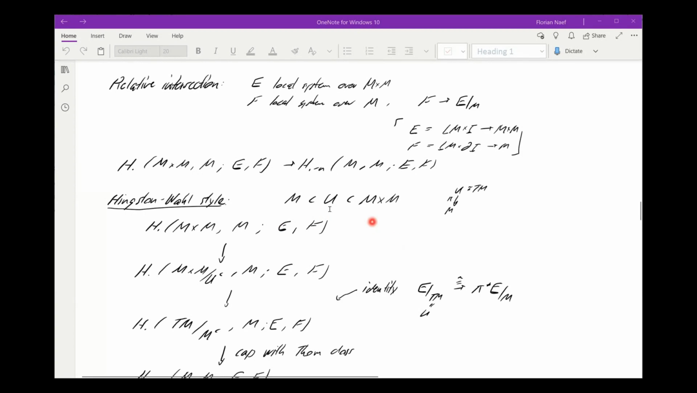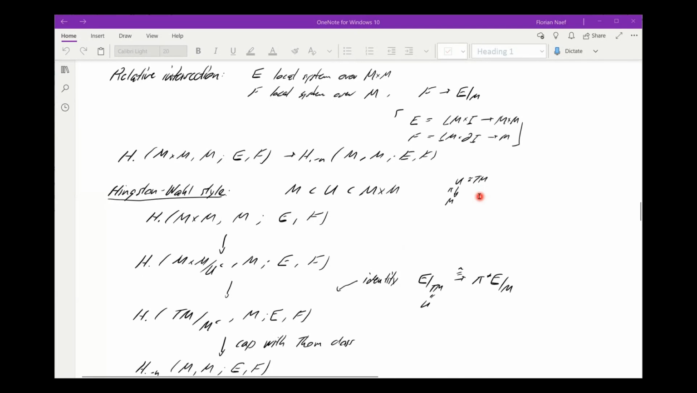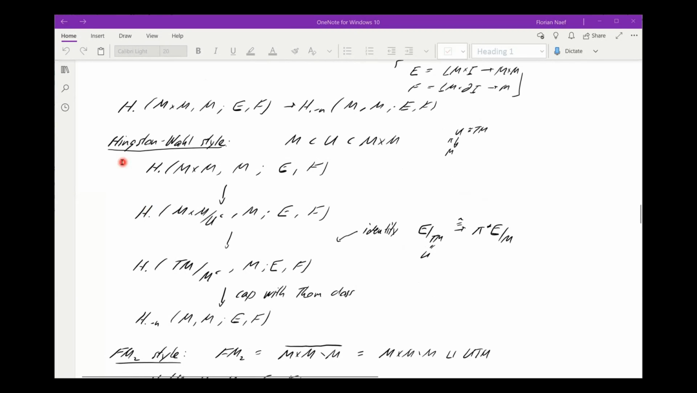So the way this works here is that first we have to choose a tubular neighborhood of M inside M times M. So let's call it U. Because it's a tubular neighborhood, we can identify it with the tangent bundle. So now what we can do is basically this classical Thom construction, but being a little bit careful. At first we just take it relative to everything outside of this tubular neighborhood. Then we want to use excision to identify this with just the Thom space, and the last step is we want to cap with the Thom class.